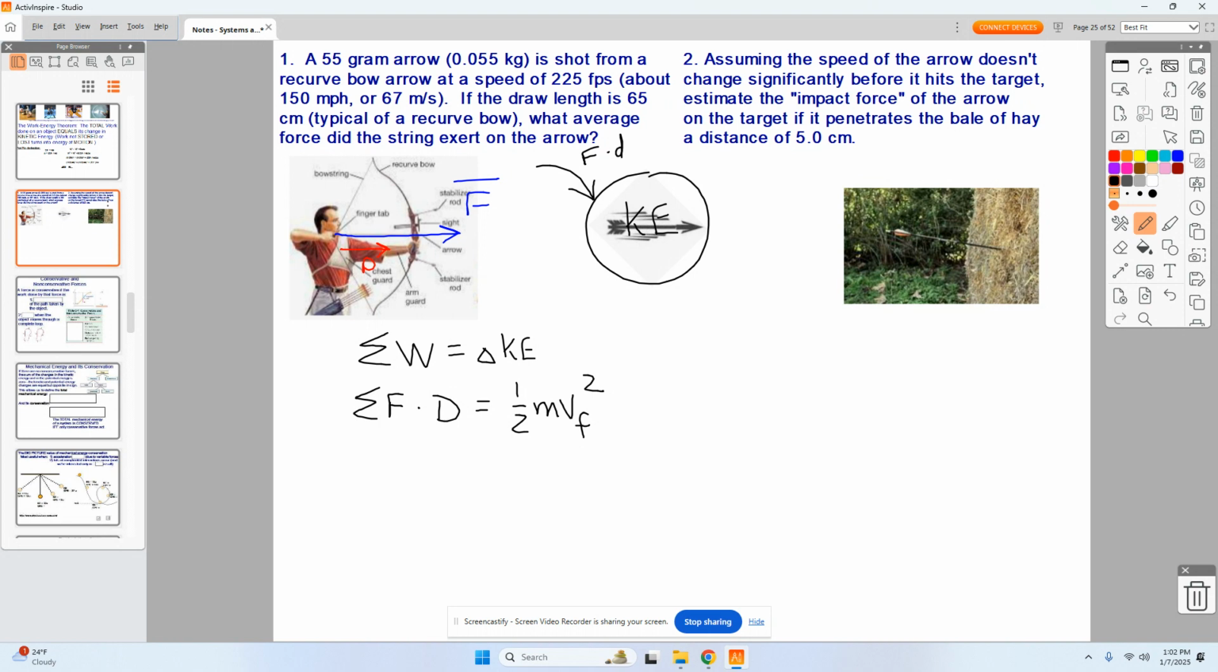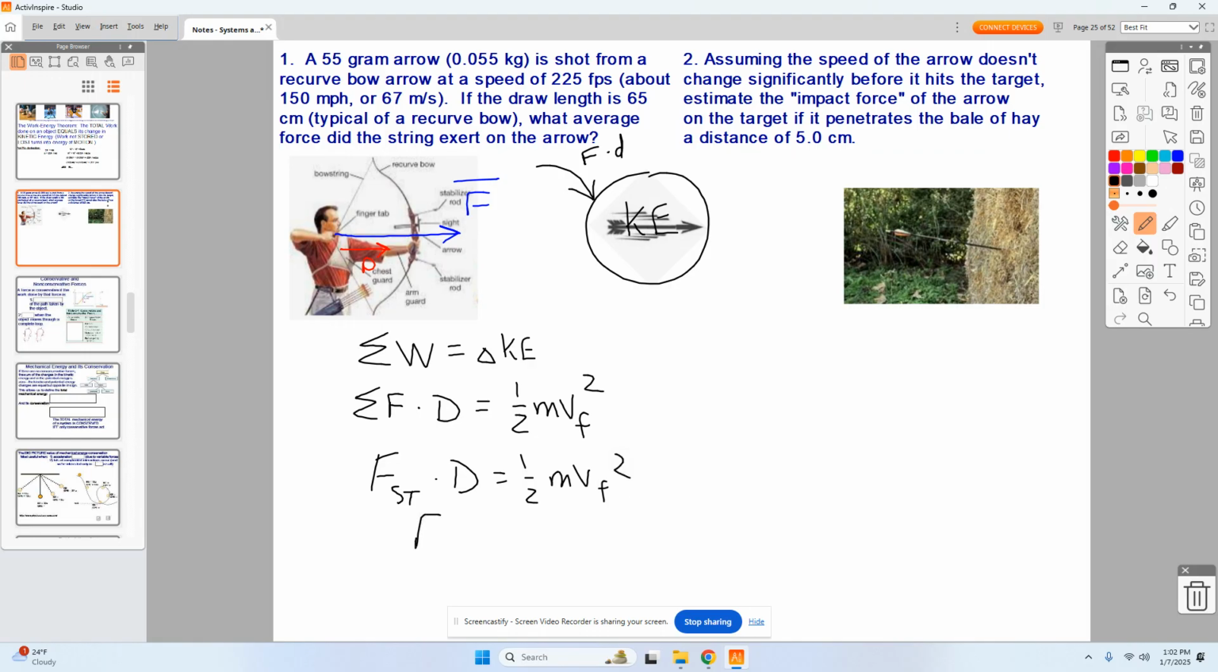Now I'm looking for that force. Would you guys agree that the only appreciable force on this thing is the force the string exerts on the arrow? I don't care that there's gravity acting. Would you agree that the gravitational force doesn't do work on the arrow, if they're shooting it horizontally? Gravitational force isn't doing any work anyway. So this is the force from the string, multiplied by the distance, which is just 1/2 m v final squared.